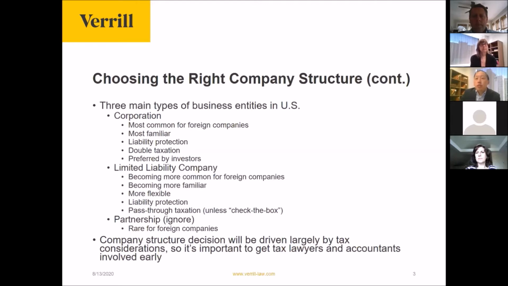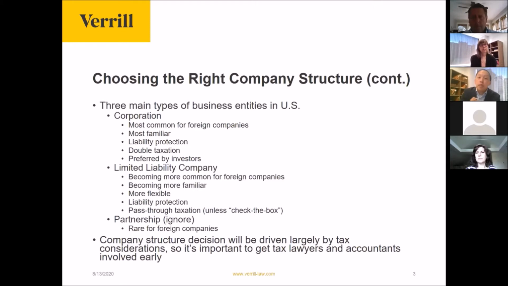Also, another disadvantage of an LLC is that the foreign company, from a tax perspective, will have to pay withholding tax obligations to the U.S. government on income that is allocated to the foreign parent, whether or not distributed. So this is in contrast to a corporation where a shareholder only gets taxed upon receiving the distributions. Basically, in an LLC, the foreign company will be deemed to have received the income, whether or not they've actually received it.